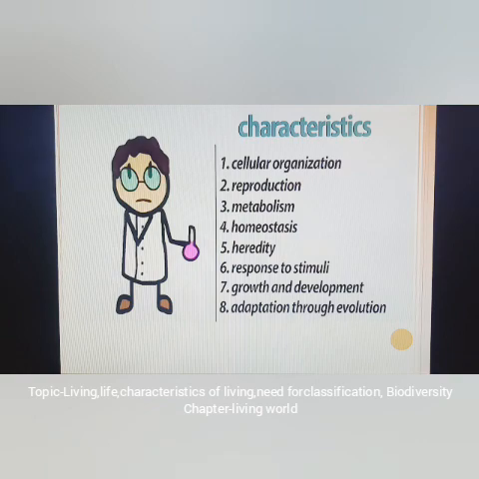Heredity. Obviously, heredity should be another feature, because when any living being performs reproduction, their target is to transmit the genetic characteristic feature or genetic makeup to the next generation. If heredity or inheritance is not there, it's not possible for any organism to survive generation after generation. So heredity is another basic feature for any kind of living being.